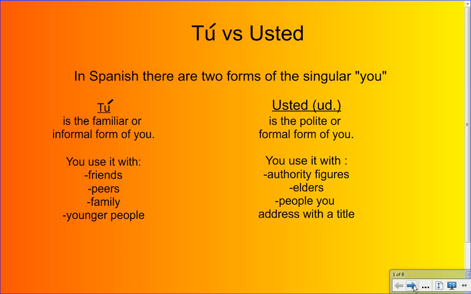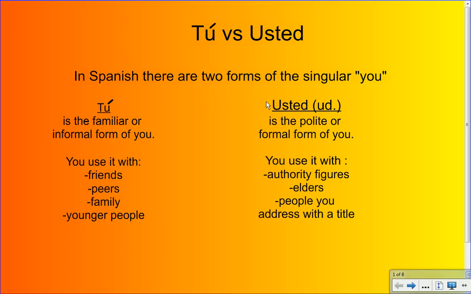All right, so starting out, tú versus usted. In Spanish, we have two forms of the singular form of you. So remember, you is what you use when you're talking directly to one person. All right, in Spanish, the two forms are tú and usted. Repitan, tú, usted. All right, tú is the familiar form of you. Use this with people you can appropriately call by their first name. So it's going to be with people that you're friends with, that are your peers, certain family members, and people who are younger than you.